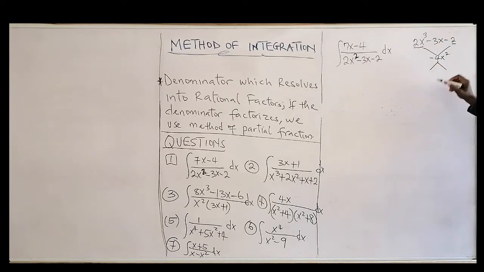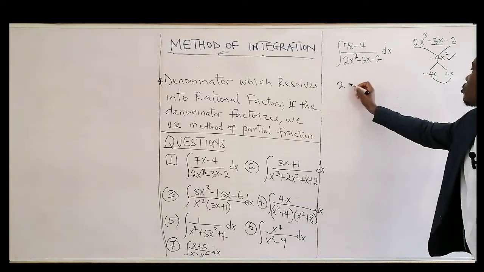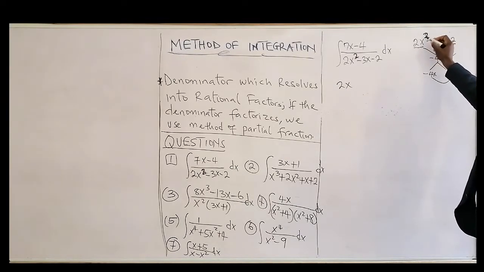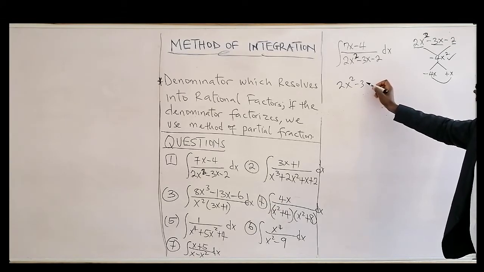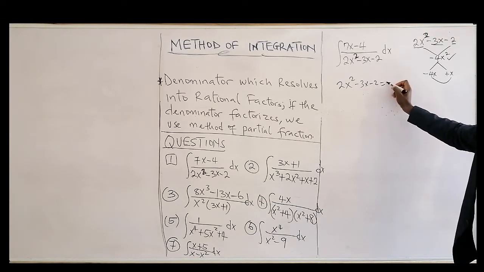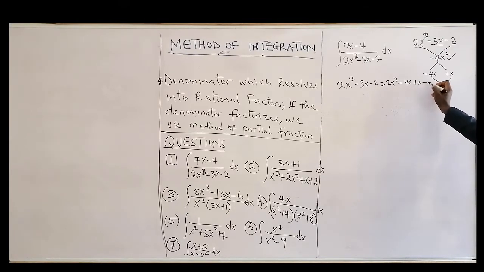When you add or subtract, you get the middle number, which will be equal to 4 and 1. So how do you use 4 and 1 to get minus 3? That is minus 4x and then plus x. If you multiply these two, it will give you back this one. So 2x squared minus 3x minus 2 is equal to 2x squared minus 4x plus x minus 2.